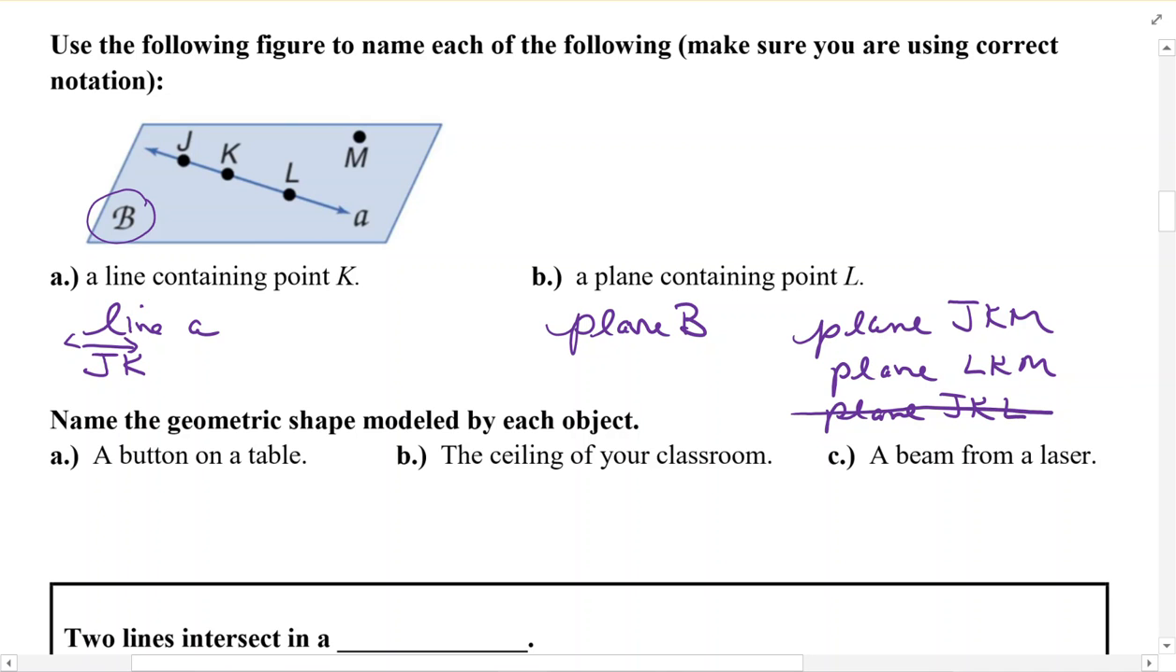What would I call a geometric shape modeled by a button on the table? I would call it a point. The ceiling of your classroom. It's a plane, and that ceiling plane would extend outside of the classroom as far as it can in all directions. A beam from a laser would be a line.